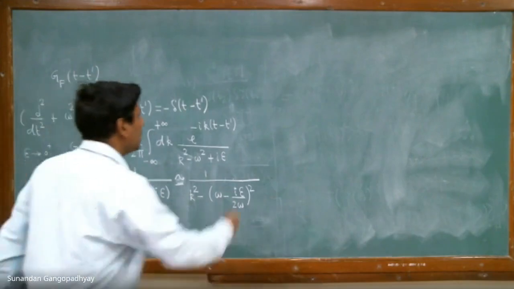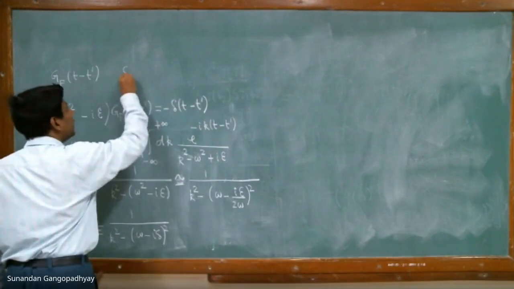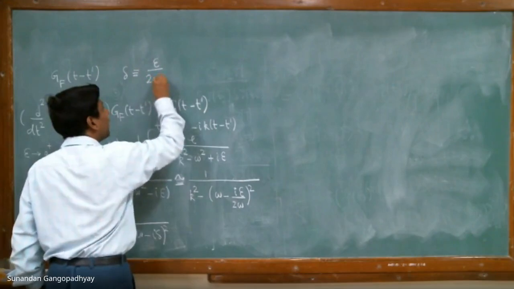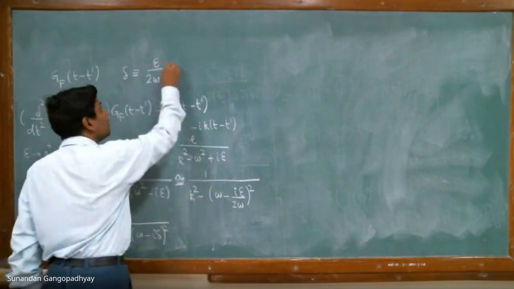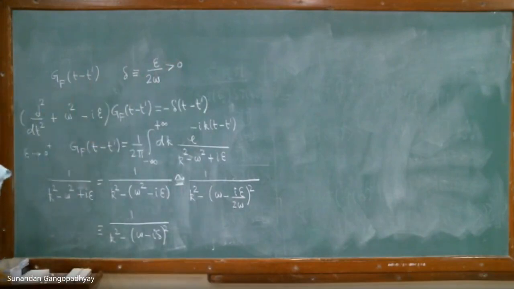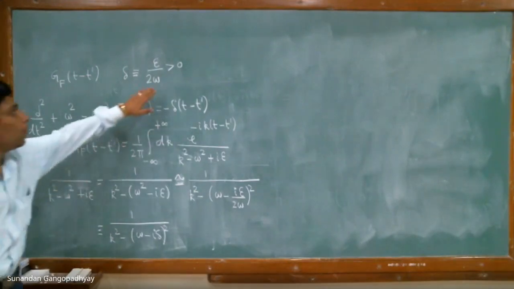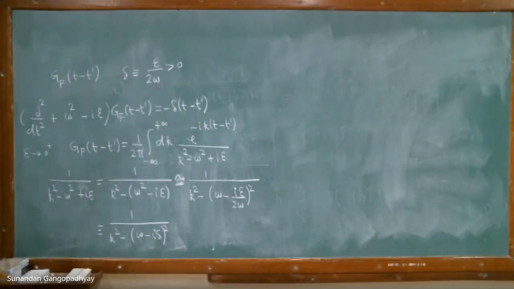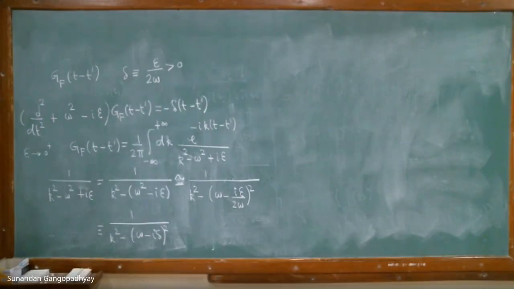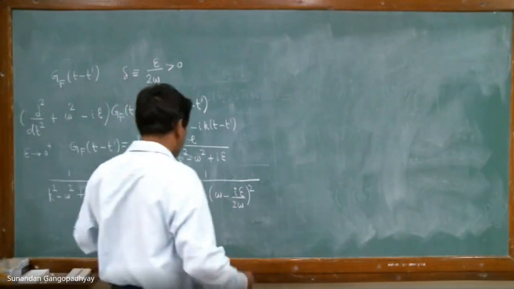Where what is delta? Let me write down delta here. So delta is epsilon by 2 omega. And since epsilon is greater than 0, therefore this is also greater than 0. Because we are taking omega to be positive, this omega is greater than 0. So this delta is greater than 0. You can write it in this way. You could have directly written it down.